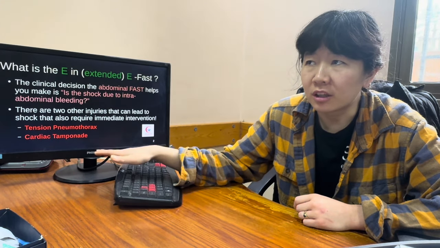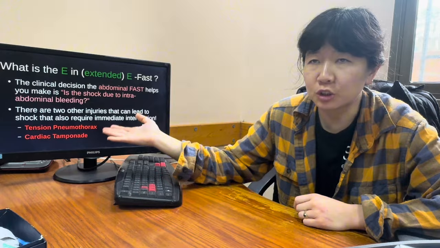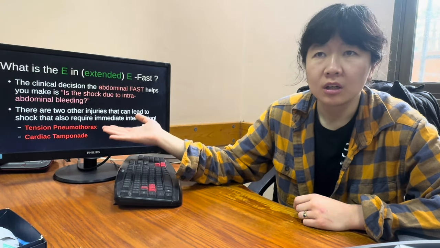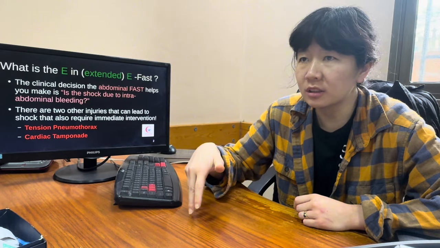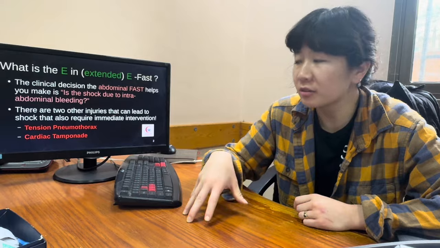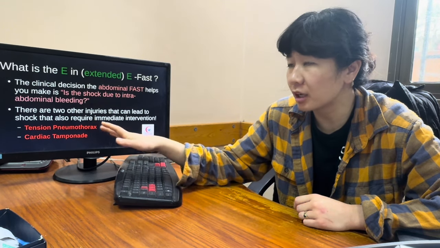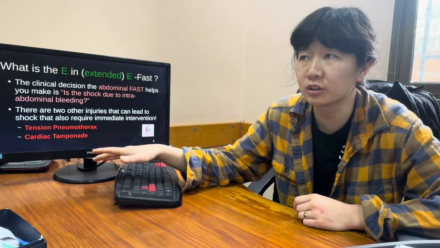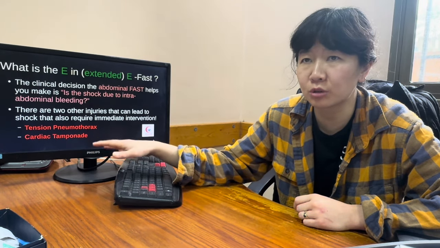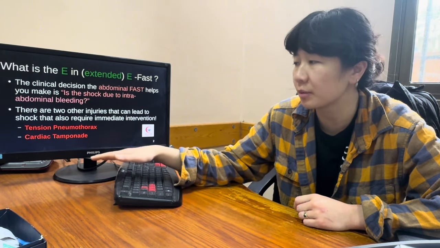So this was added on as part of the protocol because it doesn't add much time to check for these things. You've probably seen it done fairly quickly in the ER setting and trauma setting. And it gives you so much information because we know that a patient can be hypotensive not necessarily just because of intra-abdominal bleeding, but because of a pneumothorax, tension pneumothorax, or because of tamponade.